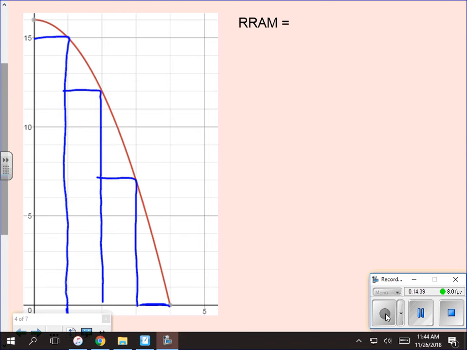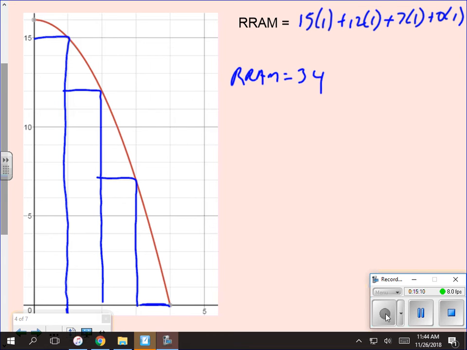So what's the height of our first rectangle? 15. So I have 15 times 1. The height of the second rectangle is 12 times 1. Third rectangle is 7 times 1. And the last one is 0 times 1. So 15 plus 12 is 27, plus 7 is 34. Big difference between the two, isn't it? Between 50 and 34. Big difference between the two.